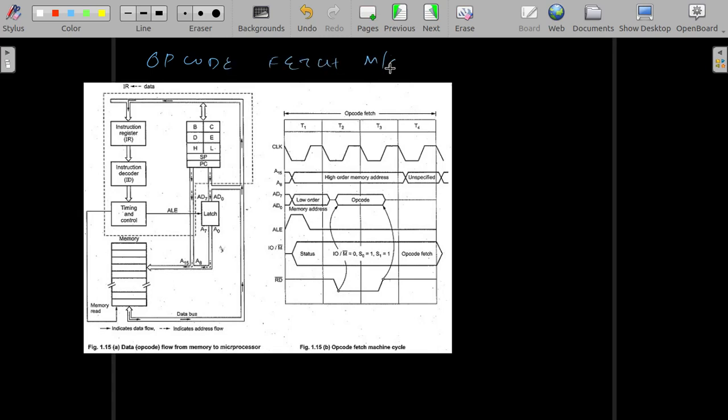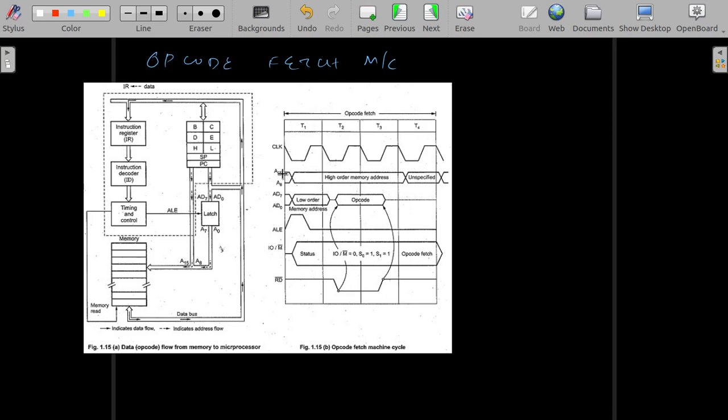Fetch machine cycle. Okay, so this is a diagram of the data and address path. With the address bus, you can see which data is flowing where, or which address is flowing where. And this is called a timing diagram. So what it shows is the clock, and it is divided into different T states.